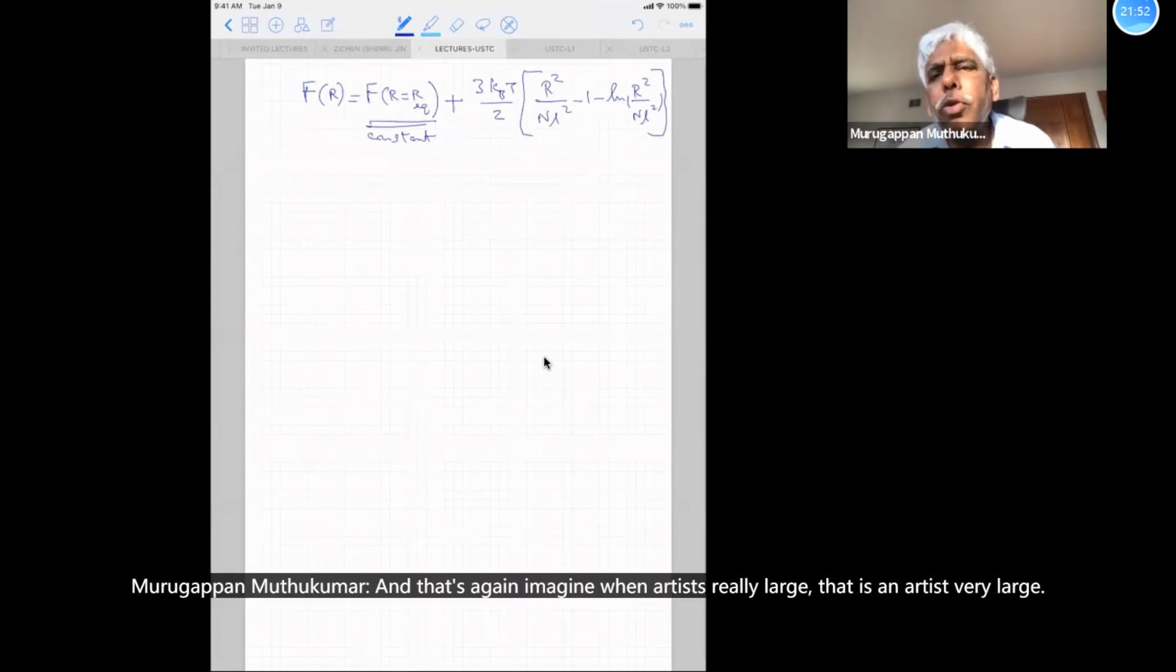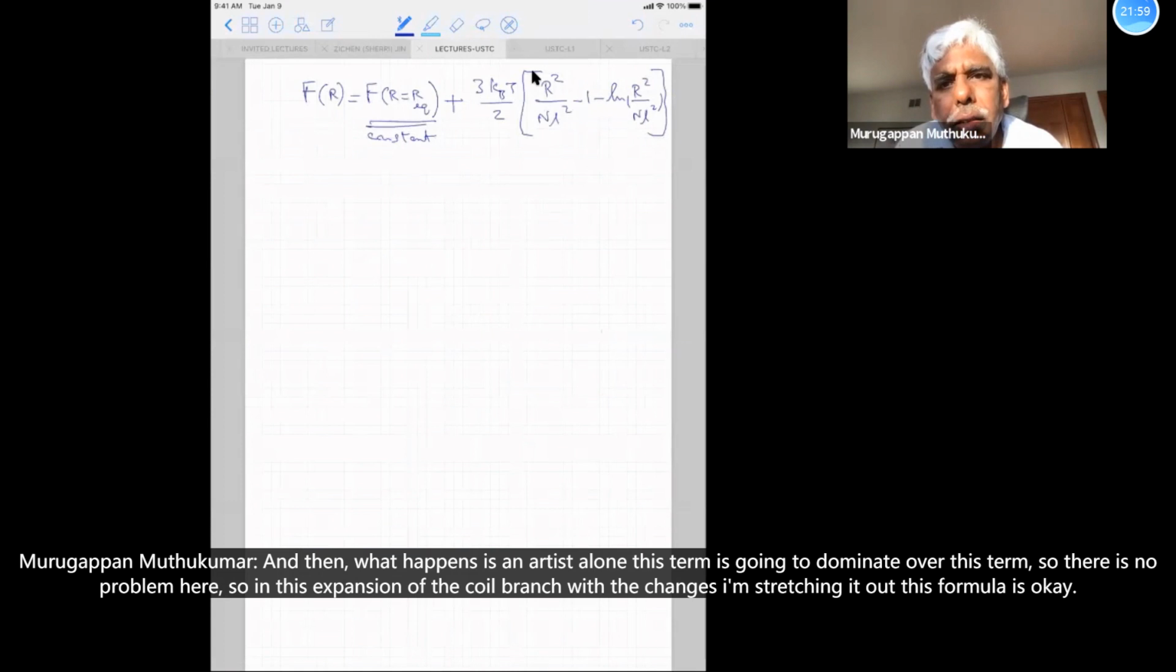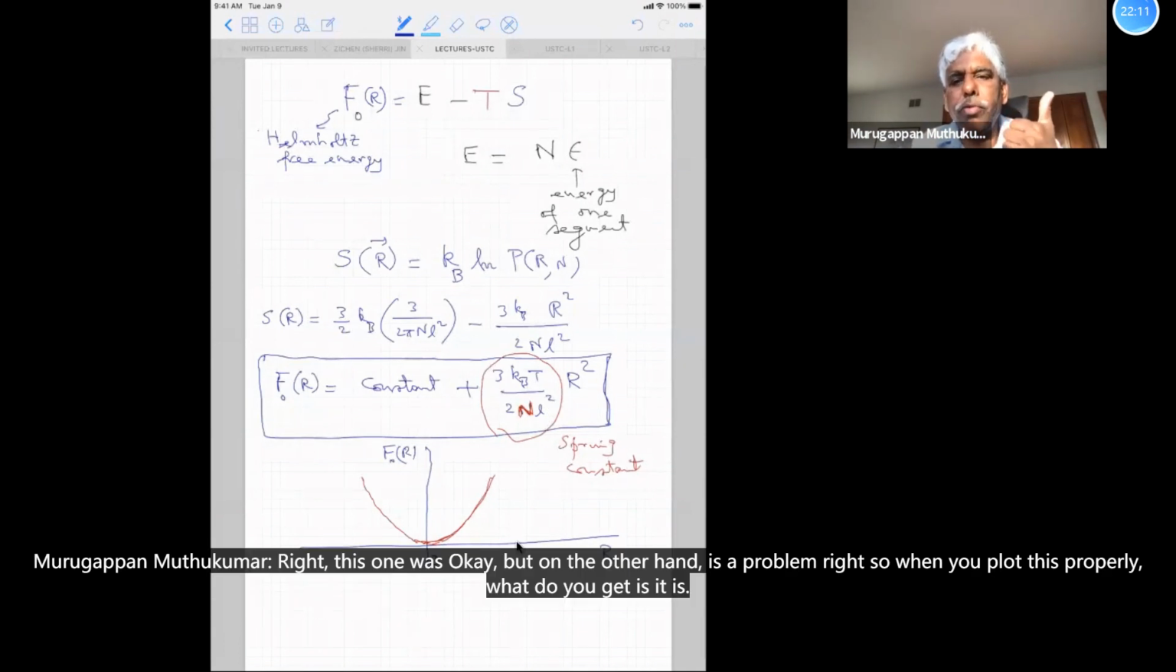And as you can imagine, when R is very large, this term is going to dominate over this term. So there is no problem here. In this expansion of the coil branch, where I'm just stretching the chain out, this formula is okay, right? But on the other hand, this is a problem.